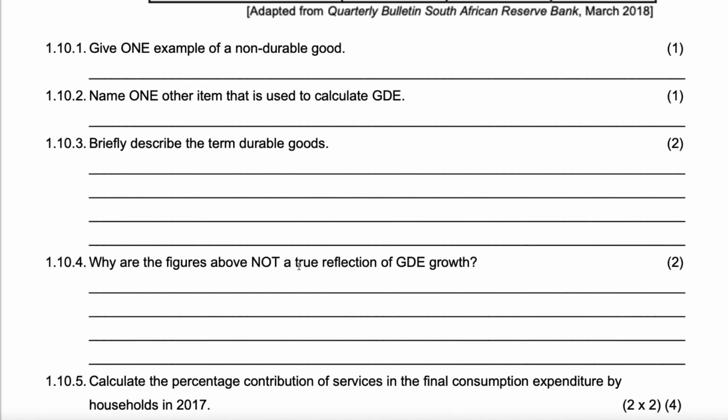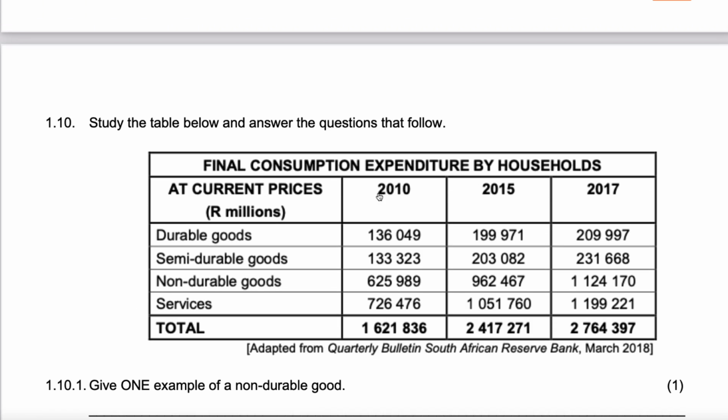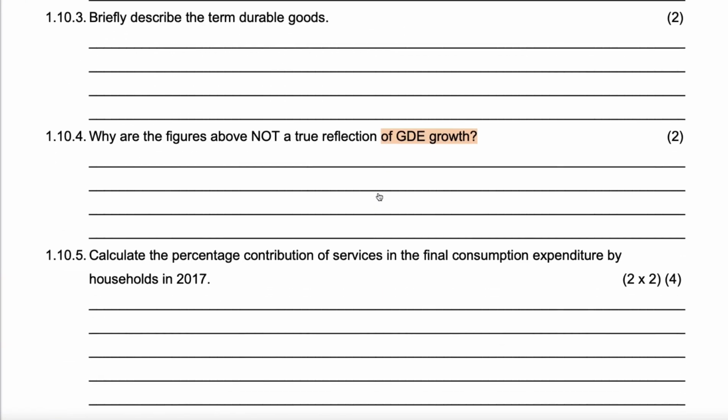So why are the figures above not a true reflection of GDE growth? Well, the answer is what I just gave: because we are using current prices, and current prices will give us the wrong impression, because this might be inflation causing this increase. We don't really know. So for us to know, we use constant prices, and prices are held to a base year. As simple as that.